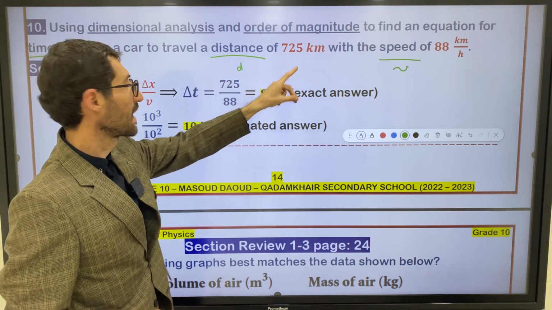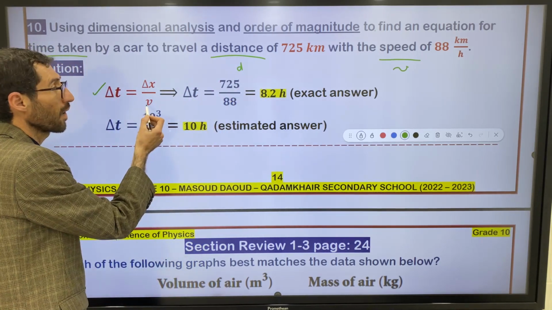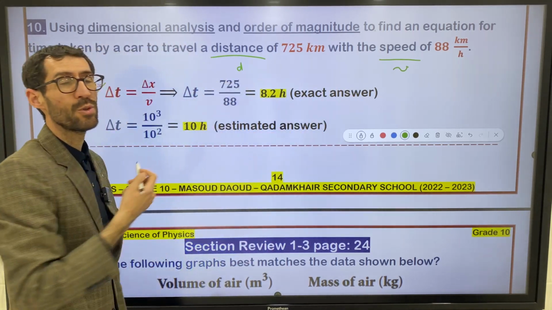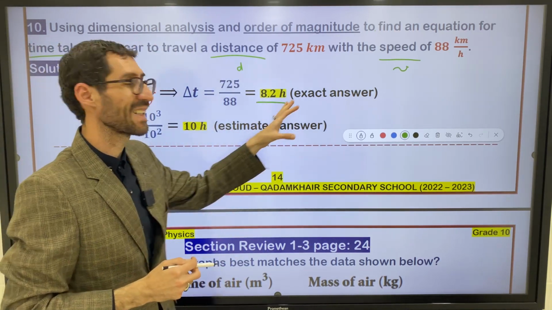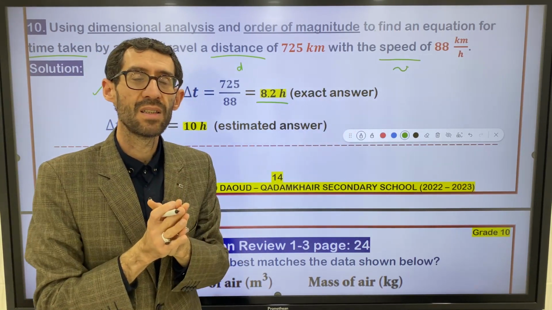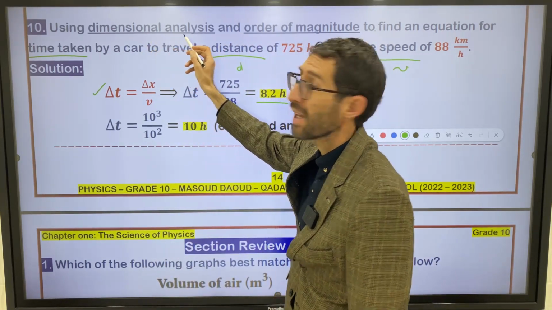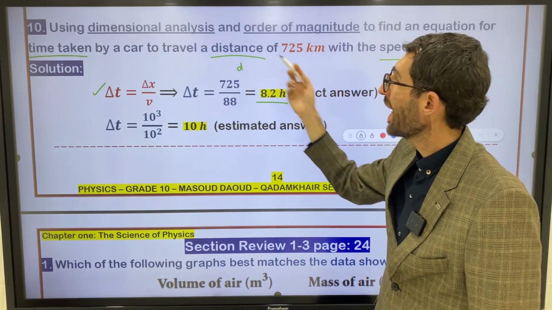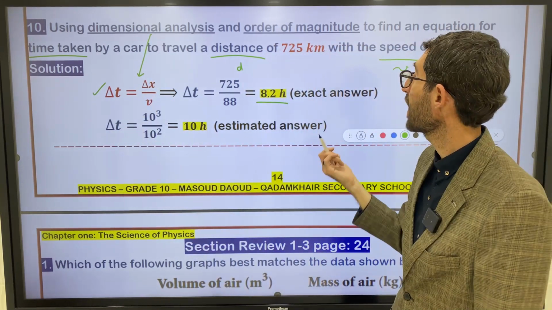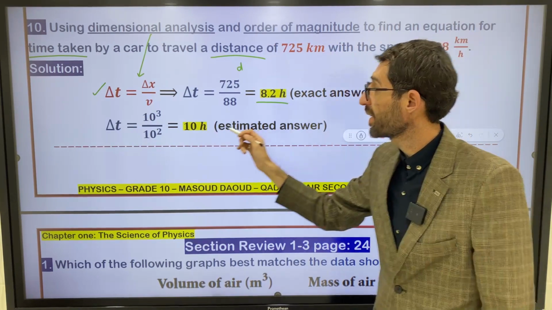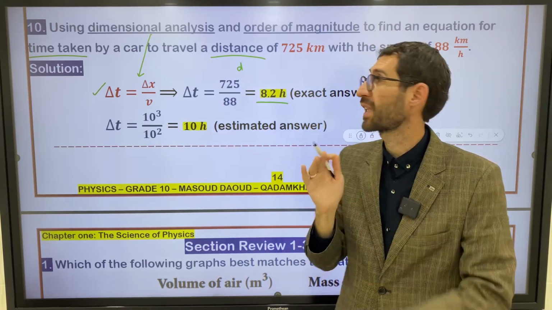So what's the distance traveled by the car? 725 divided by 88. What's 88? Velocity of the car. Whenever you divide it, you get this number, 8.2 hours, right? This is the exact answer, but it's not our answer actually. It says using dimensional analysis and order of magnitude. We used dimensional analysis to find this equation, but right now we want to convert the exact number into the order of magnitude, into the power of tens.